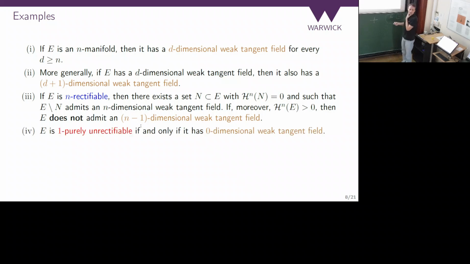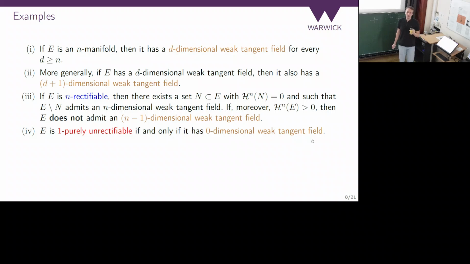So that behaves as you would expect, right? For purely unrectifiable sets, it's a bit more complicated. In dimension 1, it works nicely in that a set is 1-purely unrectifiable if and only if it has a zero-dimensional weak tangent field. The reason is that if you're 1-purely unrectifiable, there are no non-trivial curve fragments, meaning the condition in the definition of weak tangent field is trivial. So you can just literally attach the zero-dimensional vector space at every point.